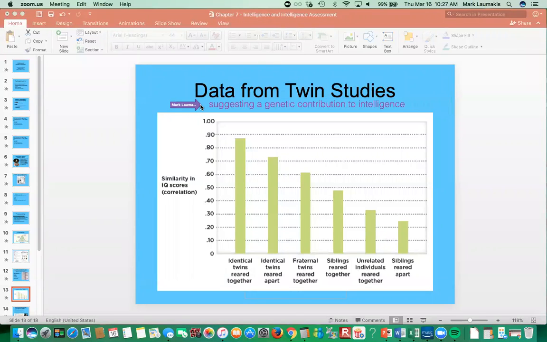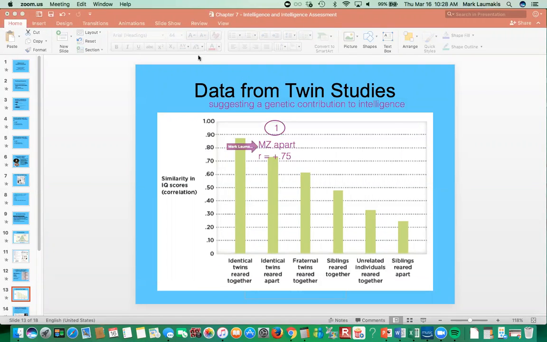Let me give you 3 pieces of evidence that suggest a genetic contribution to intelligence. The first one is this one right here, and we've already talked about it. This is going to be MZ apart, correlation equals positive 0.75, okay? Identical twins reared apart have a correlation coefficient for their IQ scores of positive 0.75. So this is going to be piece of evidence number 1 that suggests a genetic contribution to IQ, okay?